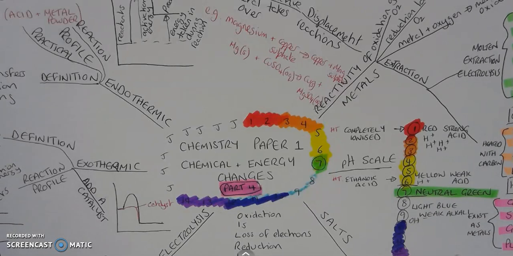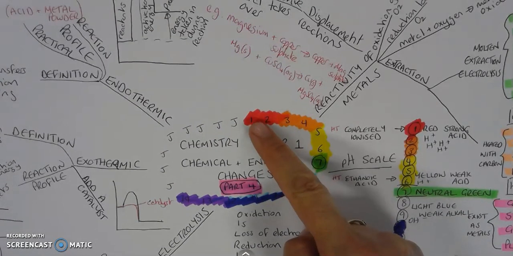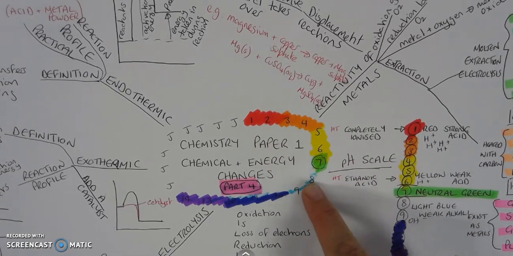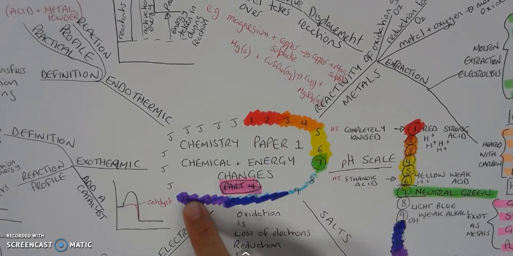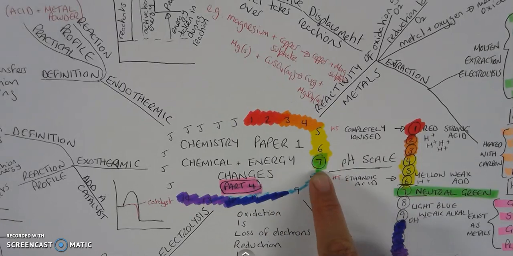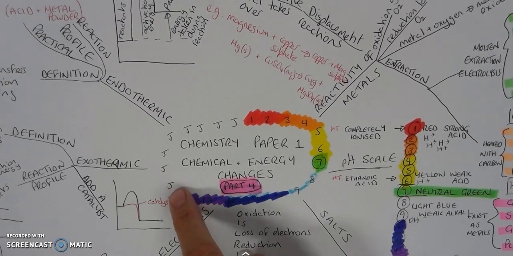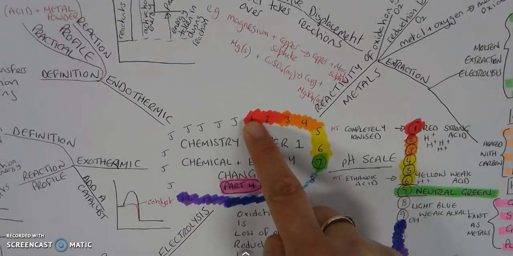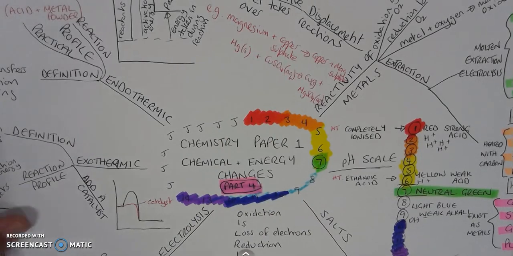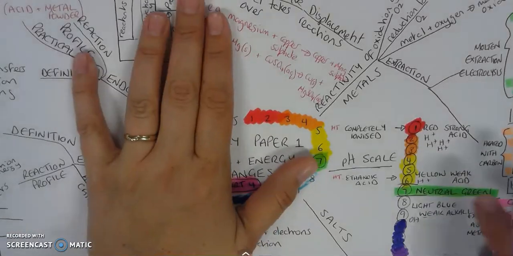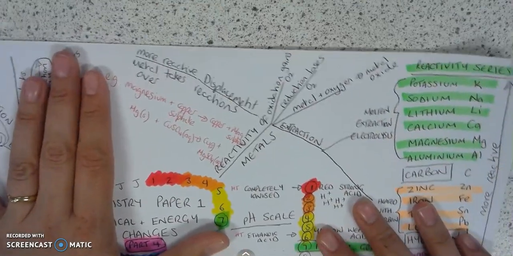So this last topic is called chemical and energy changes, and you'll notice that around the centre here I've got the pH scale because we're looking at chemical changes, so acid, neutral, alkali, and then I thought just for a bit of fun I'd put some J's there to show joules for the energy changes. Right, so let's have a look at this topic then in order.